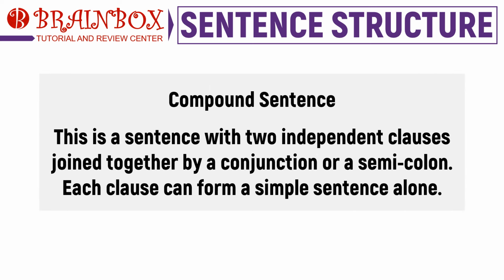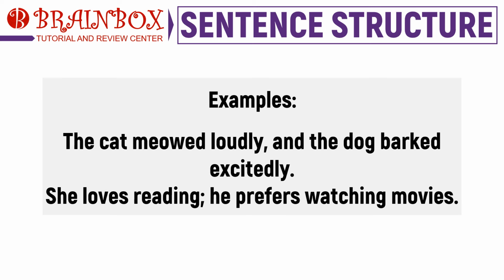Second type is the compound sentence. This is a sentence with 2 independent clauses joined together by a conjunction or a semicolon. Each clause can form a simple sentence alone. For example, the cat meowed loudly and the dog barked excitedly. The conjunction and joined 2 independent clauses together. On their own, each clause can stand alone. The cat meowed loudly, and the dog barked excitedly.